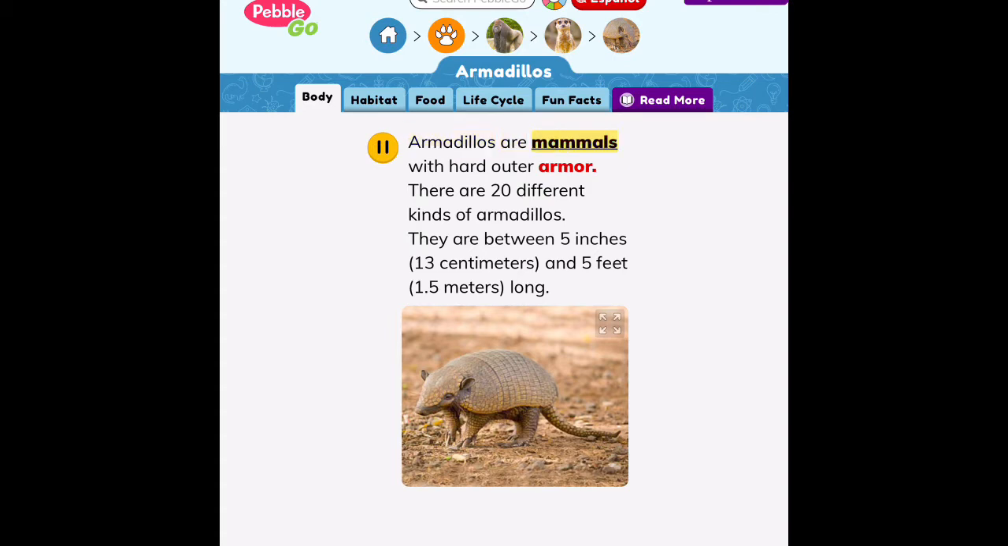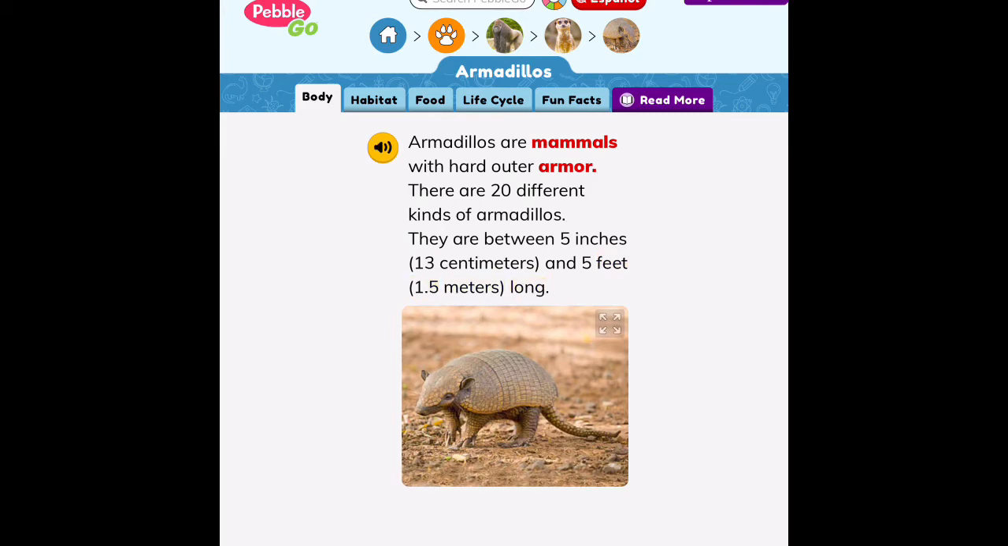Armadillos are mammals with hard outer armor. There are 20 different kinds of armadillos. They are between 5 inches, 13 centimeters, and 5 feet, 1.5 meters long.